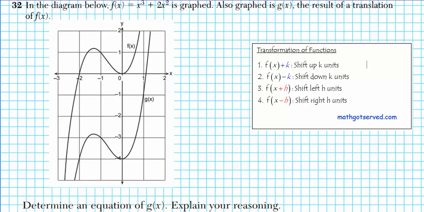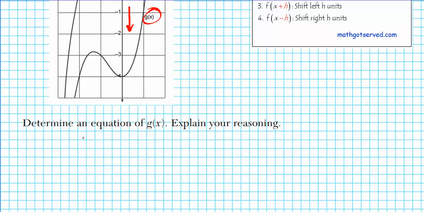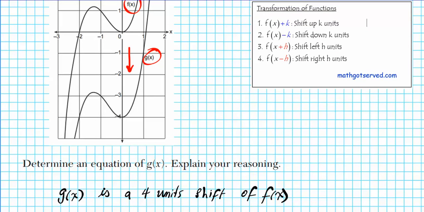In this problem, we can clearly see that in order to go from f to g, you have to shift 1, 2, 3, 4 units down. Okay, so let's go ahead and write this down. g of x is a 4 units shift of the function f of x. Okay, so which of these scenarios is applicable to this problem? 1, 2, 3, or 4?